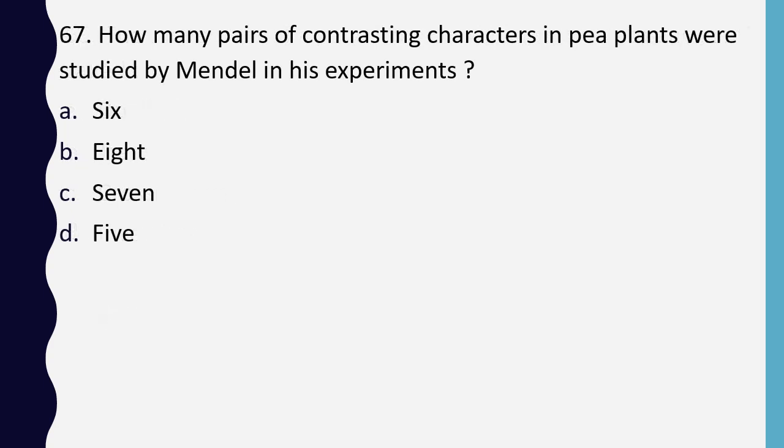Question number 67. How many pairs of contrasting characters in a pea plant were studied by Mendel in his experiment? How many pairs of contrasting characters? 6, 8, 7, 5. Correct answer is option C, 7 pairs.